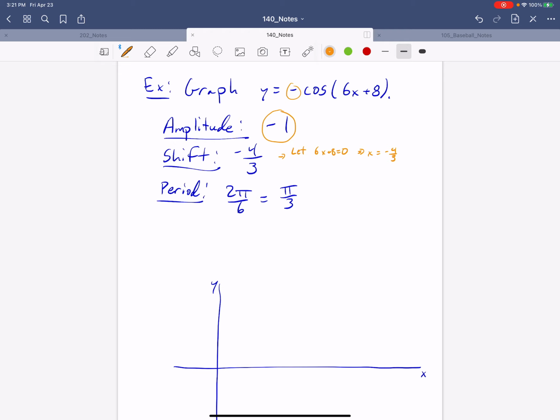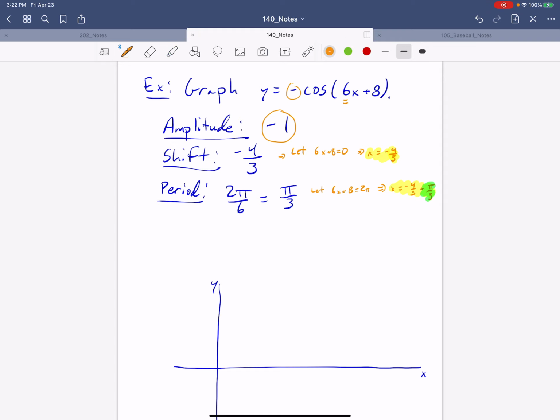And we know that the period is pi over 3. Well, how do we know that? You can use the formula, 2 pi divided by this number. Okay, that'll give it to you. But what you can also do is let 6x plus 8 equal 2 pi, the normal period of cosine, I should say. That's going to imply, when you solve it out, that x equals negative 4/3 plus pi over 3. And the difference between this guy and that guy is pi over 3. So that's got to be your period.